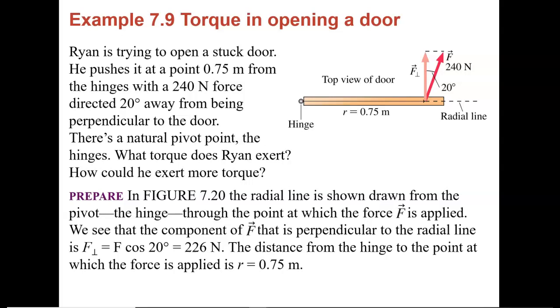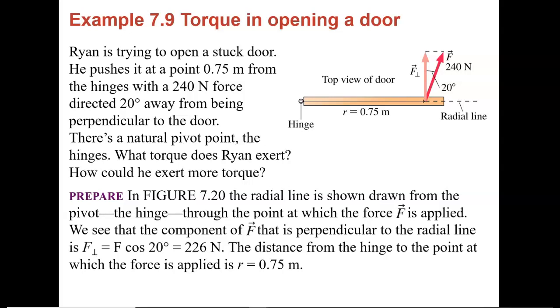All right, so we have the sample problem here. We're trying to open a door. Ryan pushes it at a point 75 centimeters from the hinge with a 240 Newton force directed 20 degrees away from the perpendicular. Okay, there's a natural pivot point, the hinge. So what torque does Ryan exert? And how could he exert more torque?